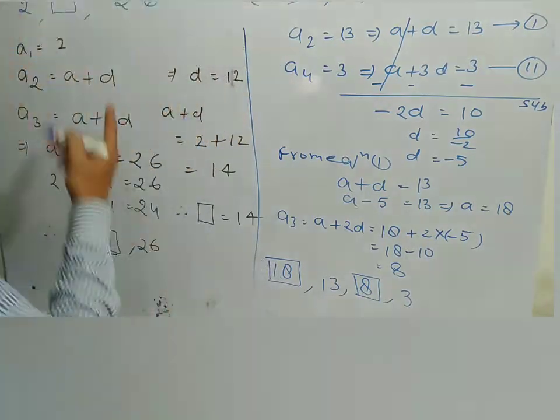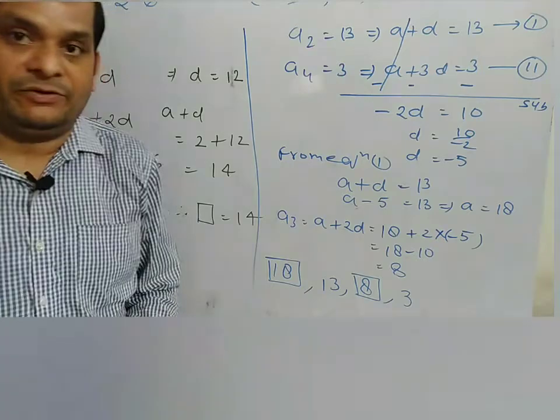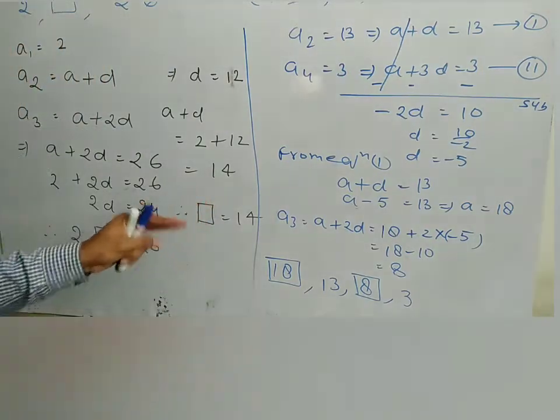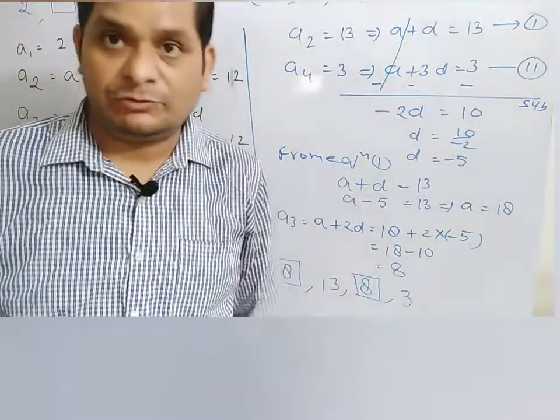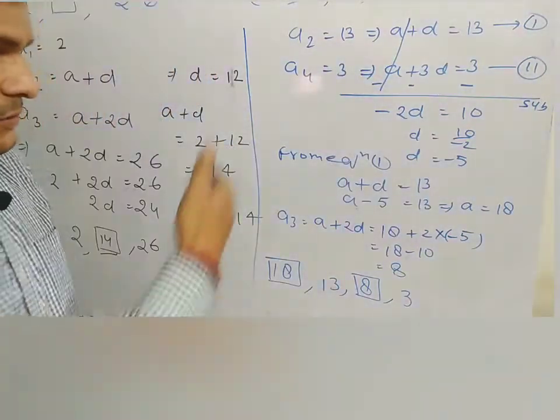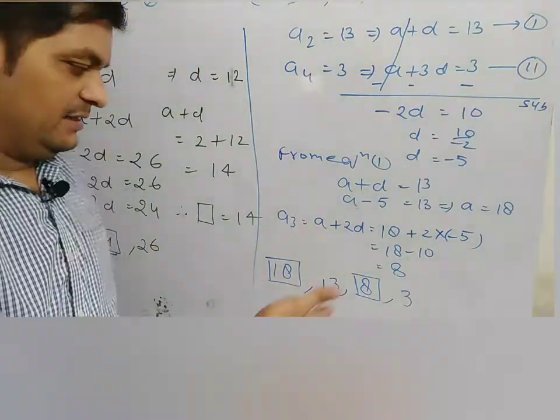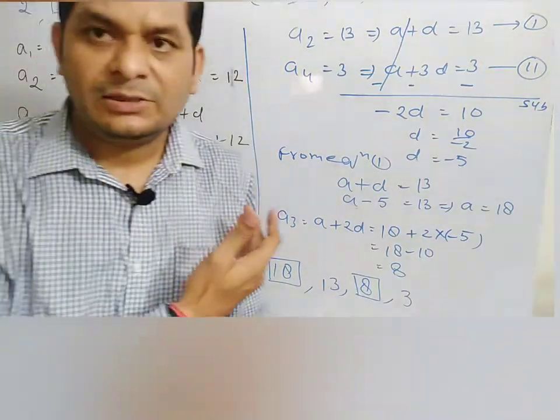So in this way we can find missing terms in an AP series. First we will write whatever is given in the question in mathematical form, and we will apply a suitable method and we can get the answer. So in this way you can solve the question.